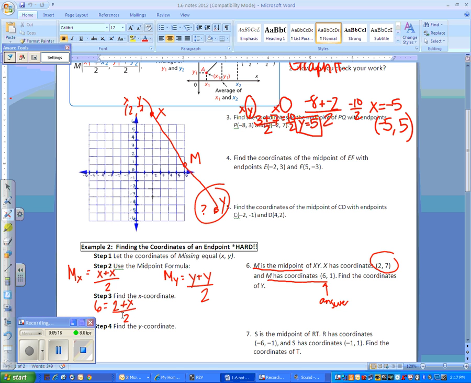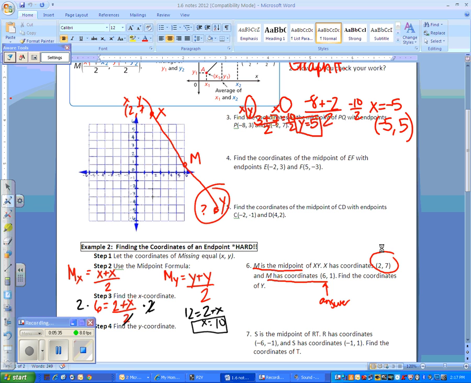So the opposite of dividing by 2 is multiplying by 2, so your first step is always going to be to multiply by 2 on both sides, and that gets rid of this yucky fraction. So now you have 12 equals 2 plus x, subtract 2, and you get x equals 10. Okay, you're going to do the same thing for the y coordinate.